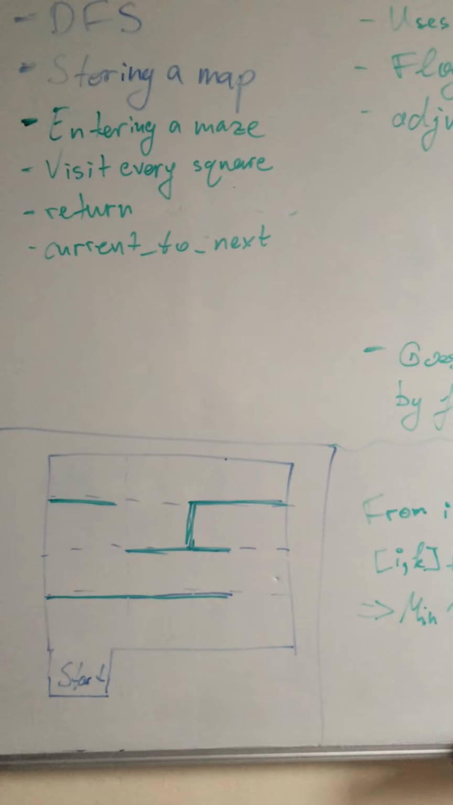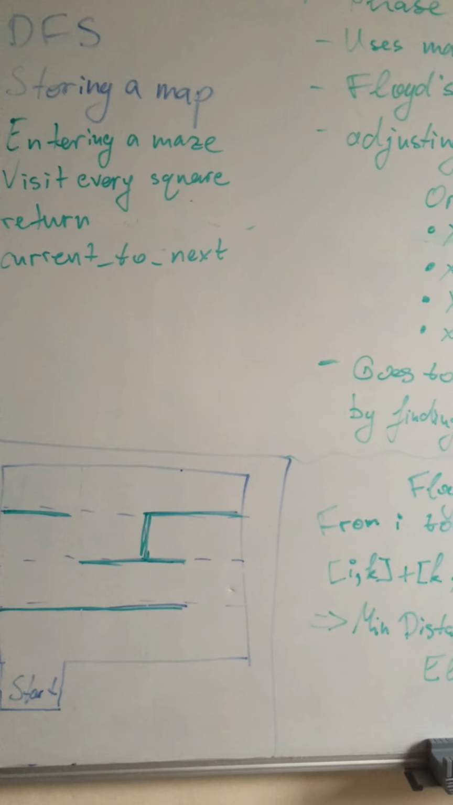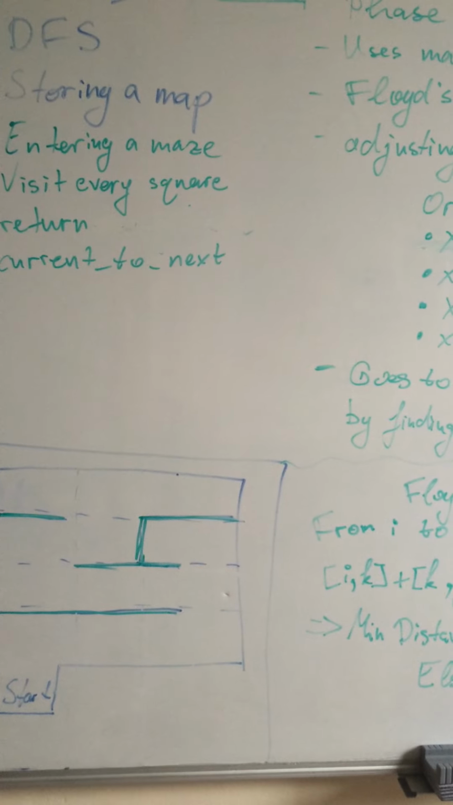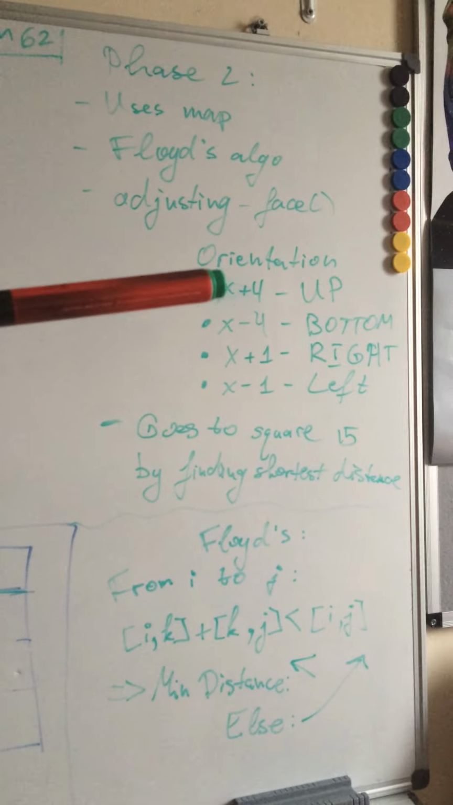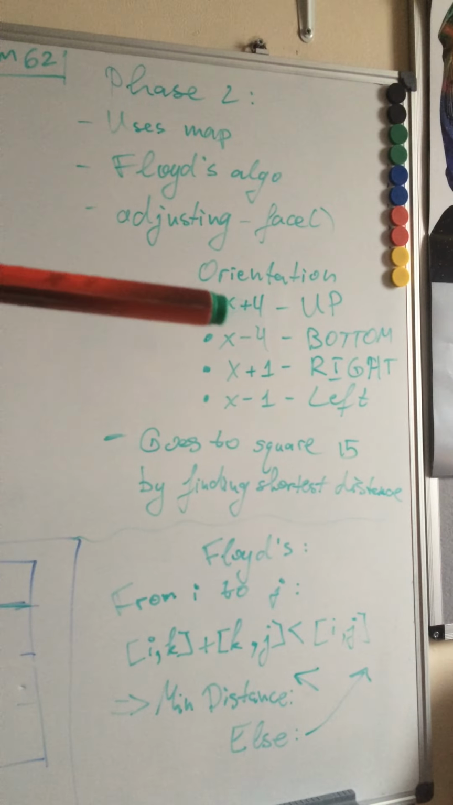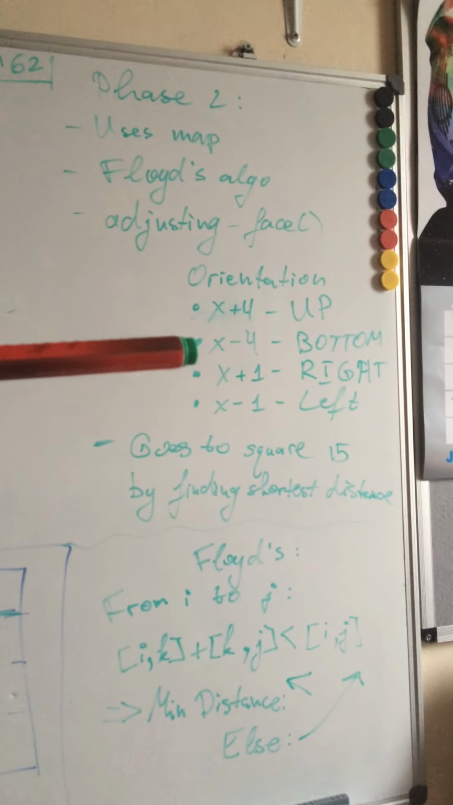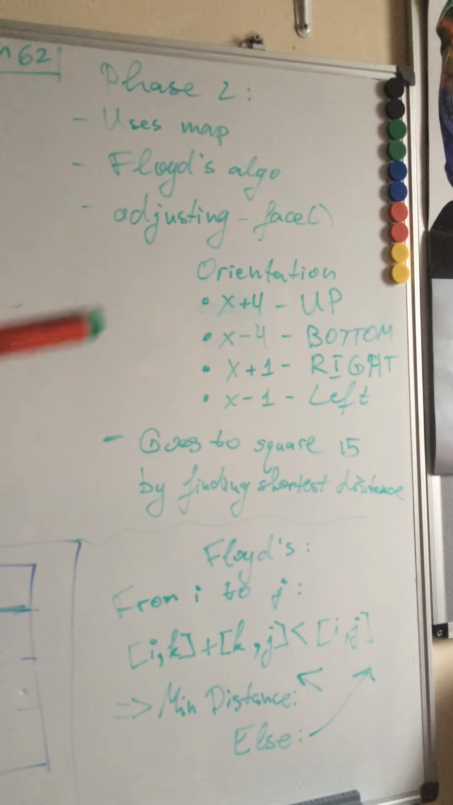So for a 4x4 map, it starts from the bottom left corner. If 1 is on the x square, for example, x plus 4 goes up, x minus 4 goes bottom, x plus 1 goes right, and x minus 1 goes left.